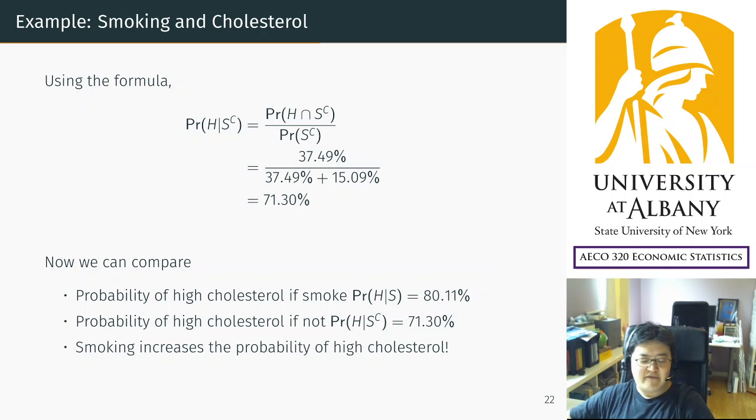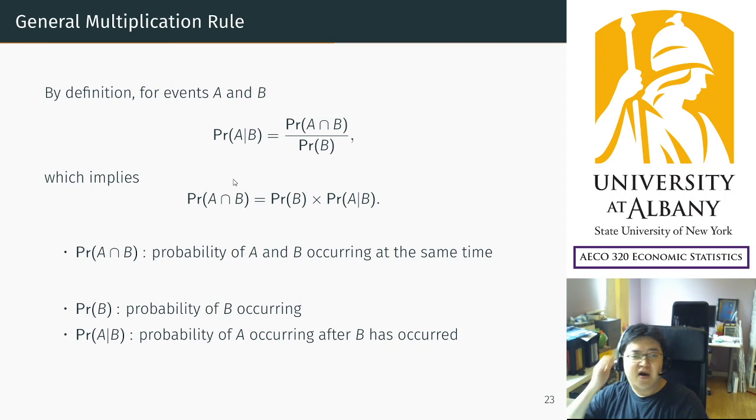So we have seen two examples. Basically, they are about comparison or relationship between gender and promotion, or smoking and cholesterol, and comparing across the conditions. Now we are going to think about more general rules from the definitions.